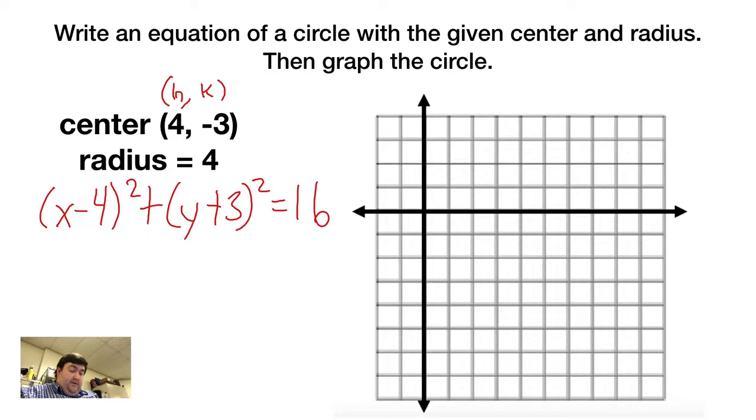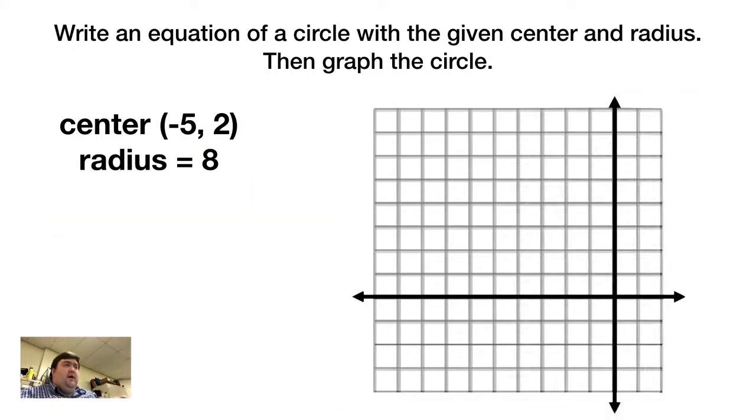Then to graph, what I would do is go 1, 2, 3, 4, 1, 2, 3, there's our point, and then 4 to the right, 4 to the left, 4 up, and 4 down. And watch as I magically graph with my perfect drawing. That was definitely me.